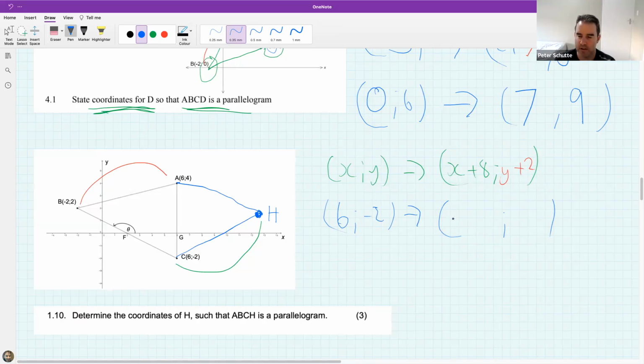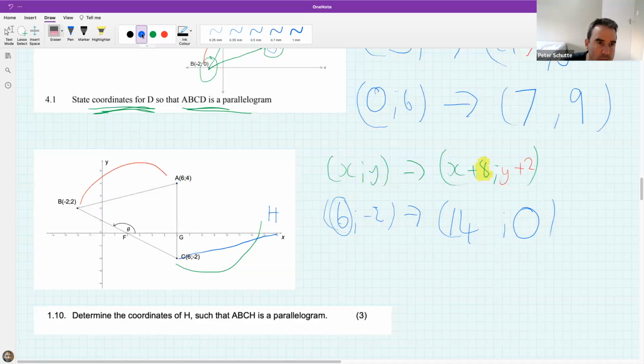So 6 plus, so I've got a 6 here, and I need to add 8 to that 6. So I should get 14. And then in order to go from -2 and add 2, I should get 0. Now, okay, so obviously I've drawn this out of scale. What this is saying is that the point should be over there. And you can kind of see it now. It looks a bit more like a parallelogram.